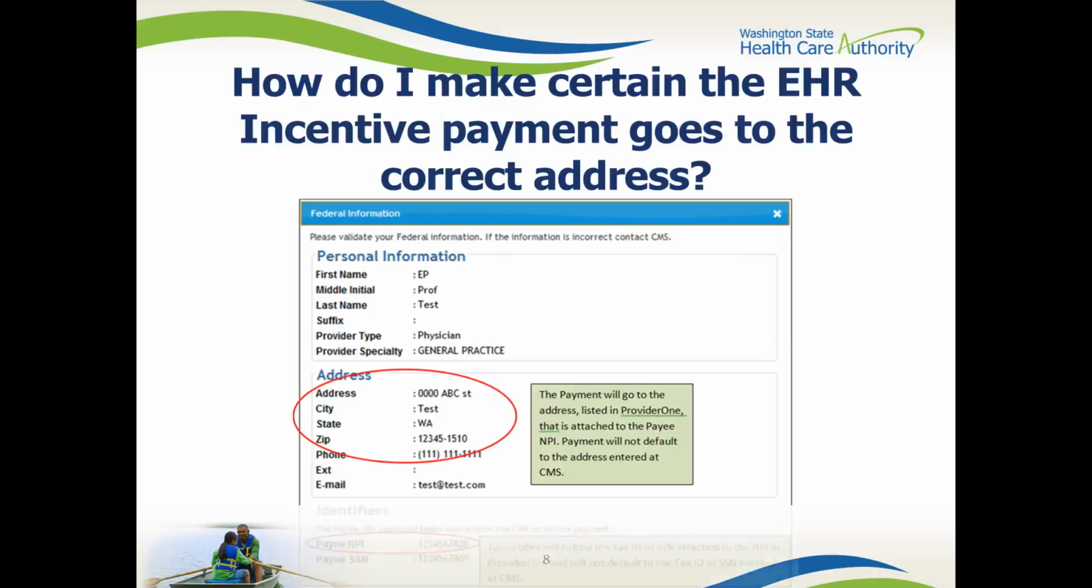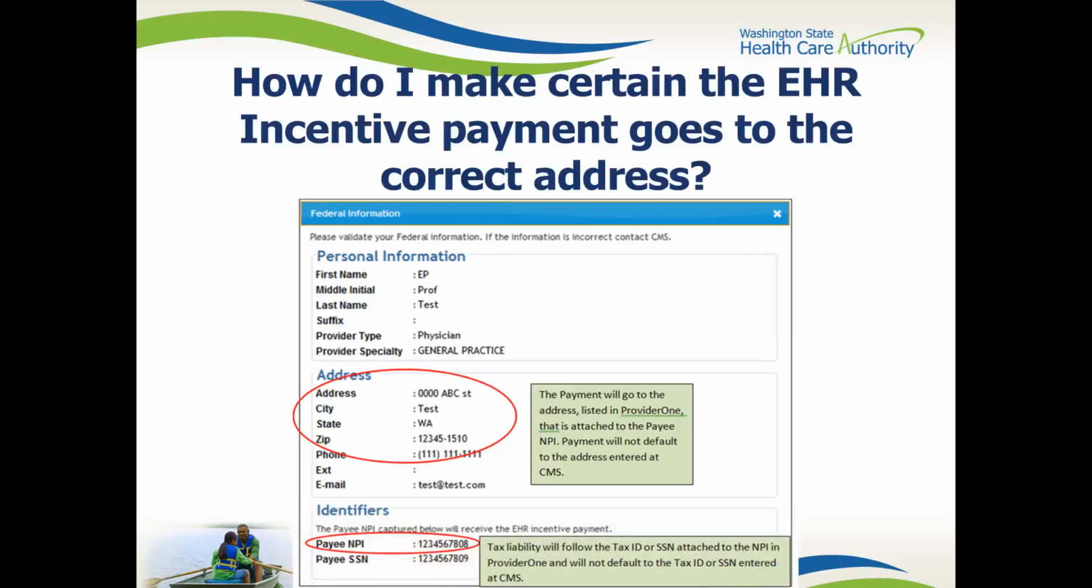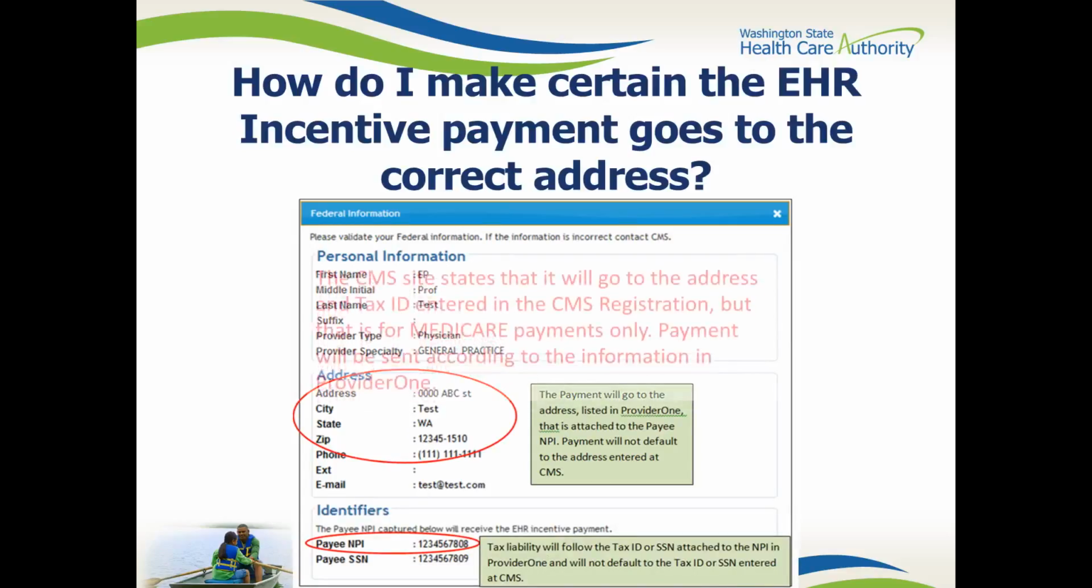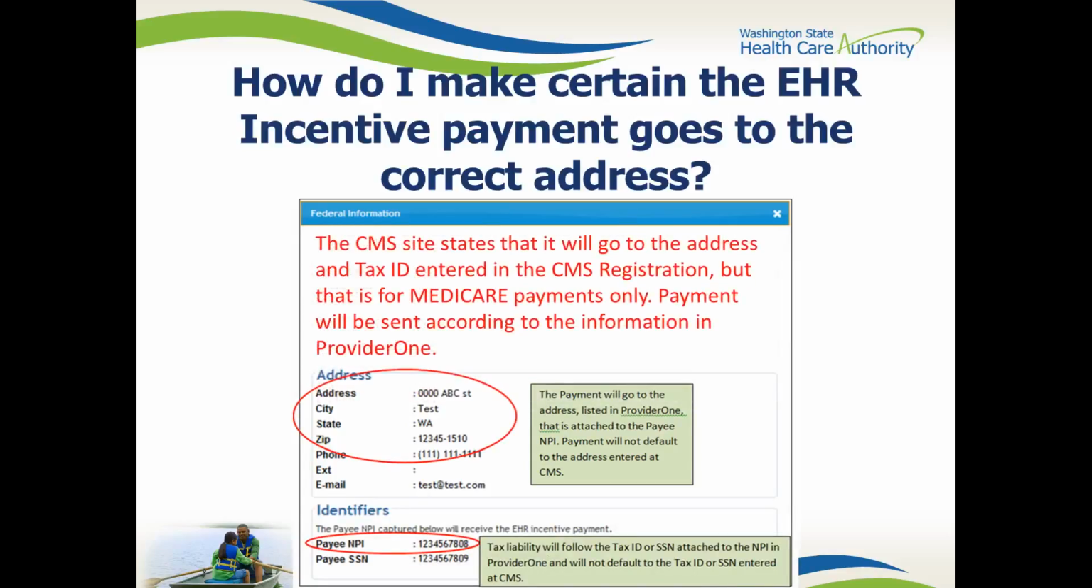Please keep in mind that tax liability will go to the tax ID set up under the Payee NPI in Provider One. The CMS site states that it will go to the address and tax ID entered in the CMS registration, but that is for Medicare payment only. Your payments will be sent according to the information on file in Provider One. Please let us know if you have any questions.